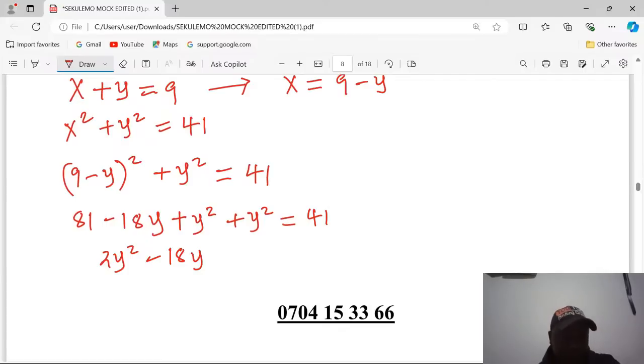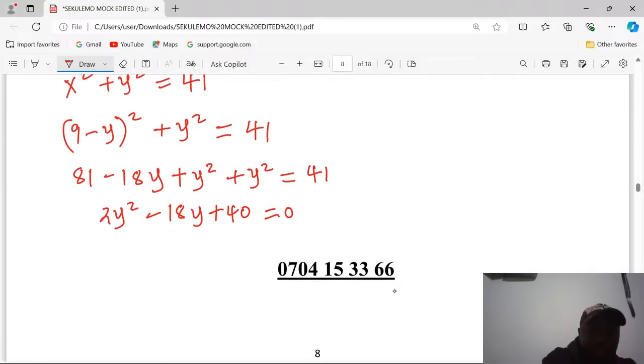At this point, we can have 2y squared minus 18y. It's a quadratic equation. So we can have 81 minus 41, giving us 40, equals to 0. We can simplify this equation by dividing by 2. We get y squared minus 9y, then we add 20 equals to 0.